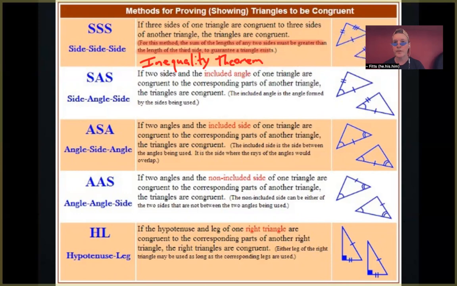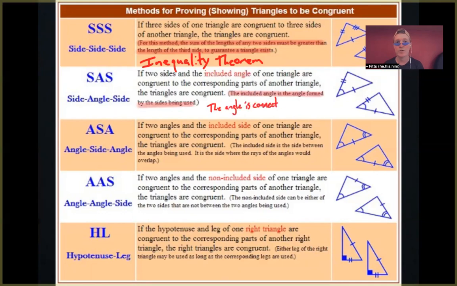So side, side, side, if I know that three sides are the same length, there's no other way for me to piece those three sides together. If I have three sides, it has to be that triangle. I can't piece it together any other way. Okay, that's the first one.